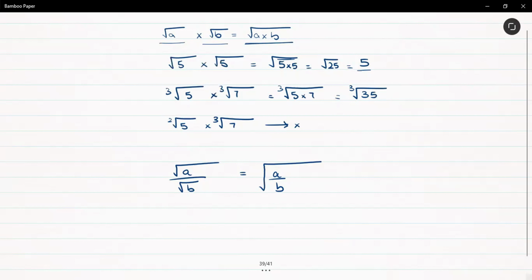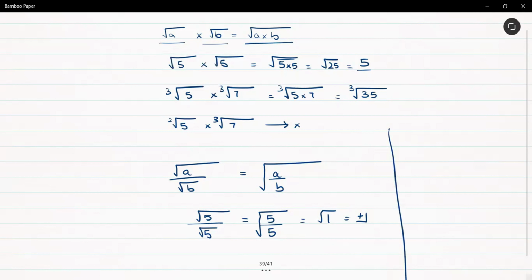For practical examples, under root 5 divided by under root 5 would obviously equal under root of 5 divided by 5. That would be equal to under root 1, and that is consecutively equal to 1. In fact, positive or negative one, whatever you want.